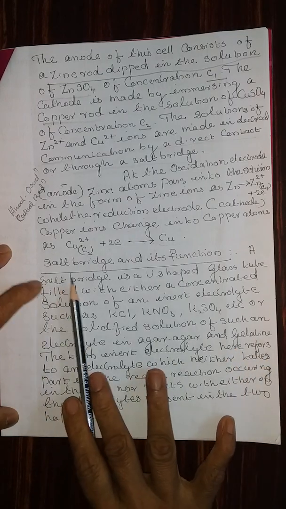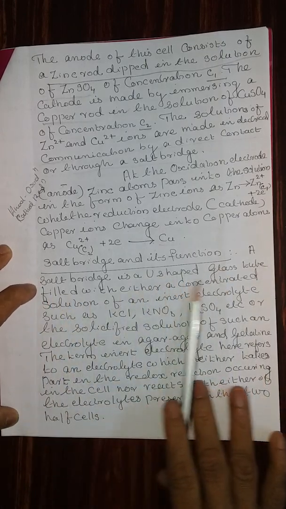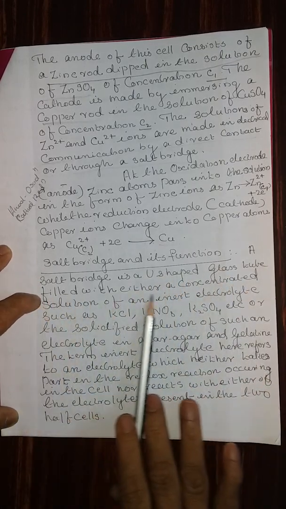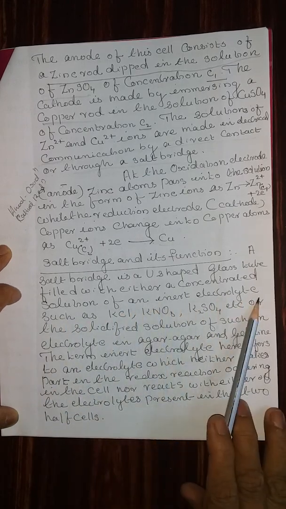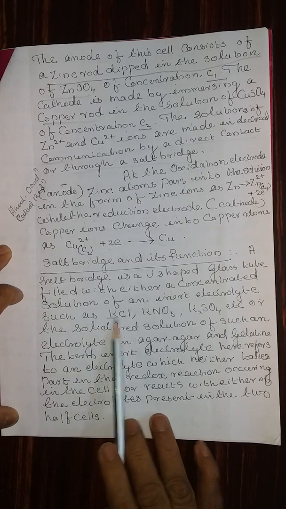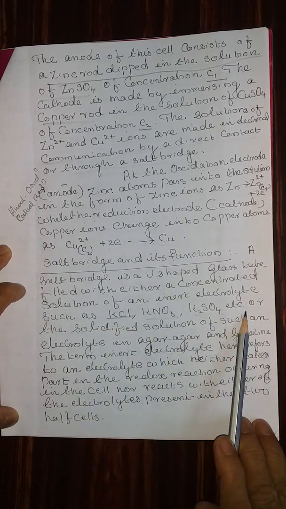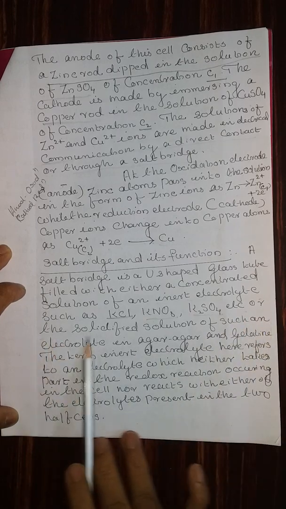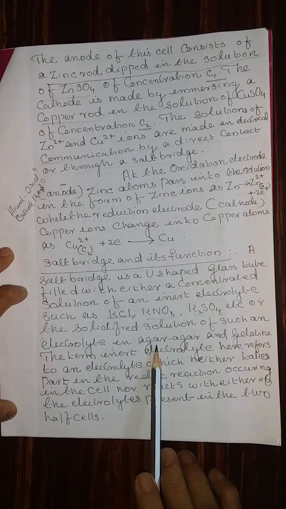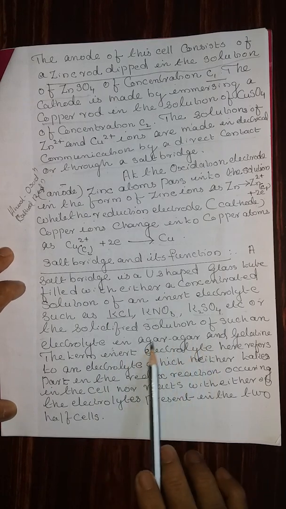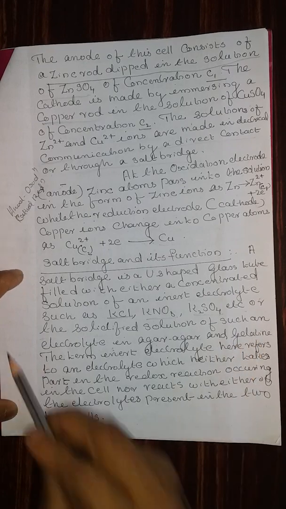Now, what is meant by a salt bridge and its function? A salt bridge is a U-shaped glass tube filled with either a concentrated solution of an inert electrolyte such as potassium chloride, potassium nitrate, potassium sulfate, etc., or a solidified solution of such an electrolyte in agar-agar, that means it is in the form of a gelatin. Agar-agar and gelatin, that means it should stick.